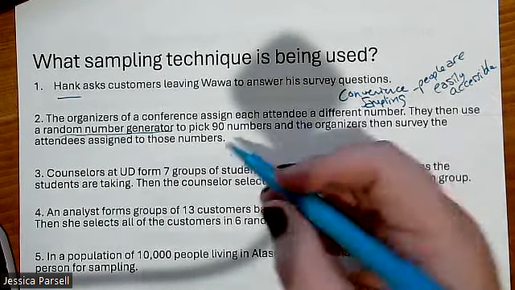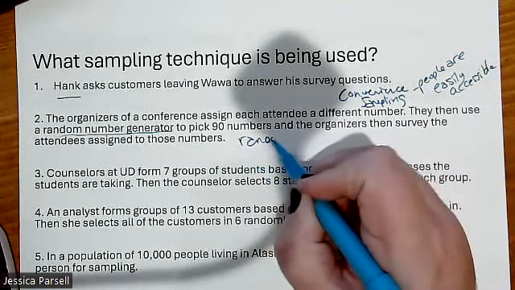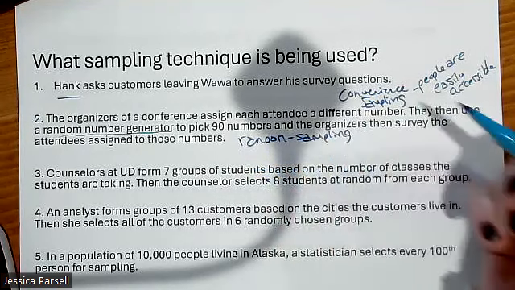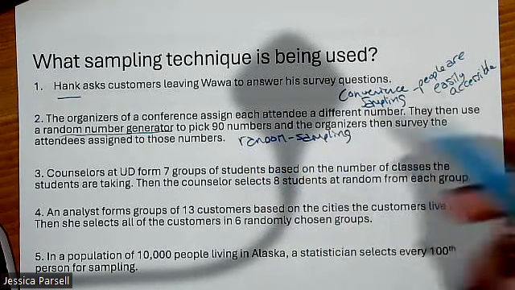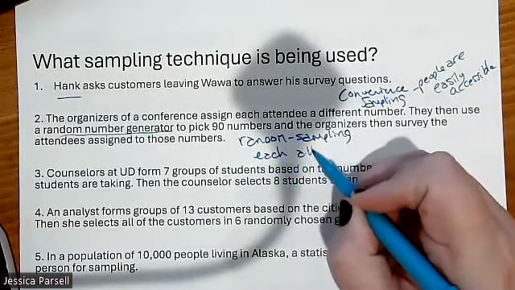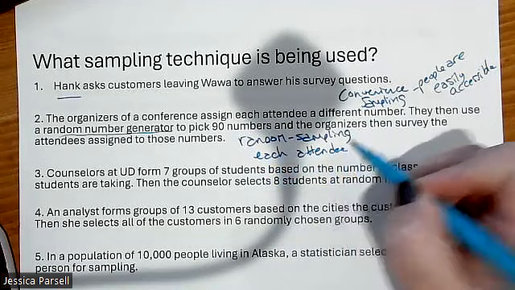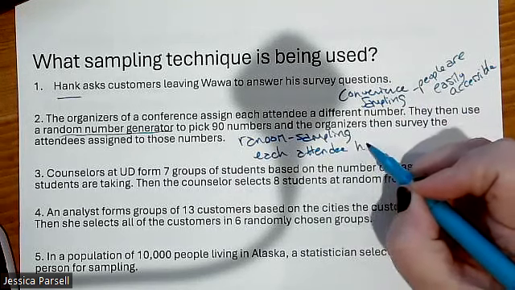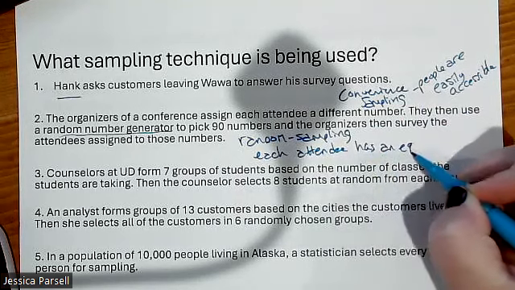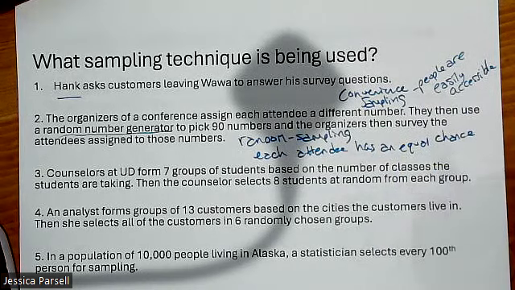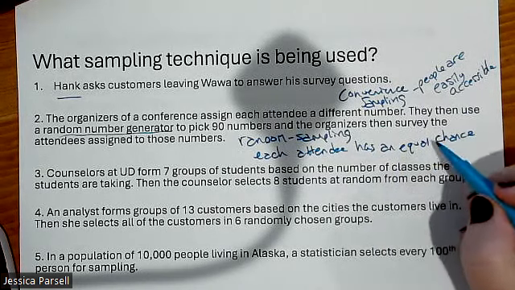So this one, hopefully you were thinking about, is random sampling. It's random sampling because each attendee has an equal shot of getting selected, an equal chance. An equal chance of getting selected for the survey or whatever it is that they're wanting to talk with these people about.